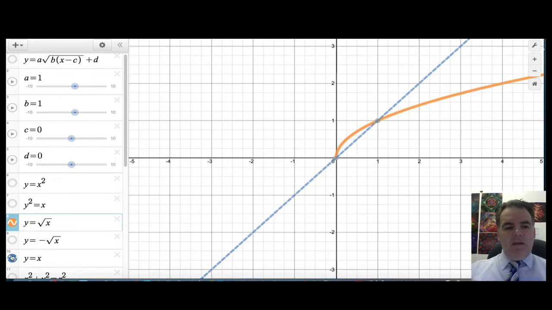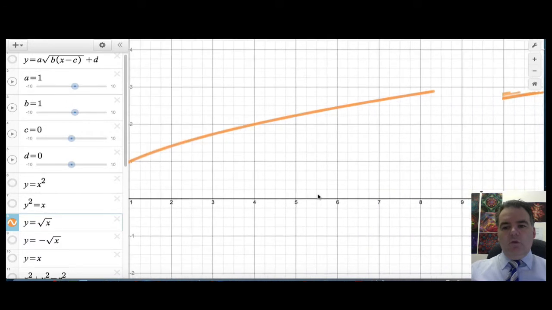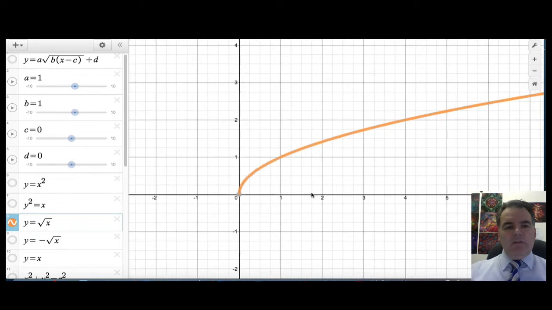So here's a curve that we should be familiar with. Y equals the square root of x, starting at 0. So the domain is all x values greater than or equal to 0. The range is all y values greater than or equal to 0. You can see particular points on the graph here. When x equals 4, y equals 2. When x equals 9, y equals 3, and so on. When x equals 16, y equals 4. So this is just the square root of x graph.